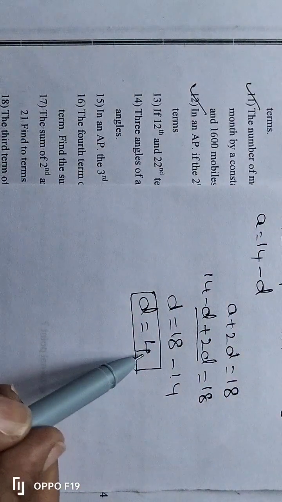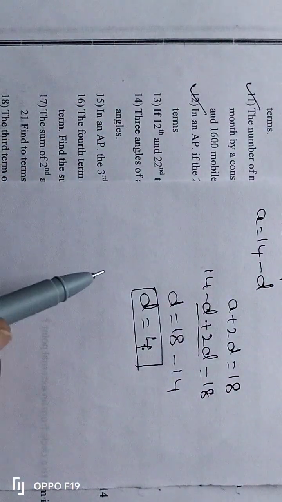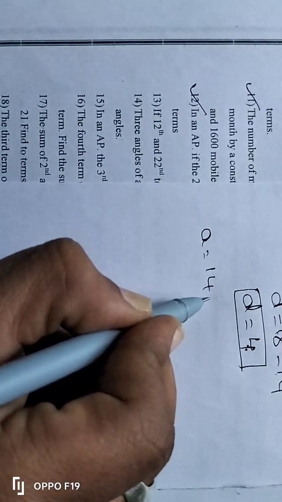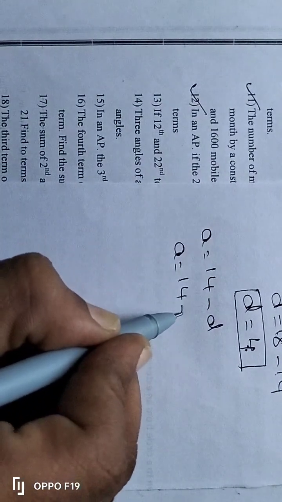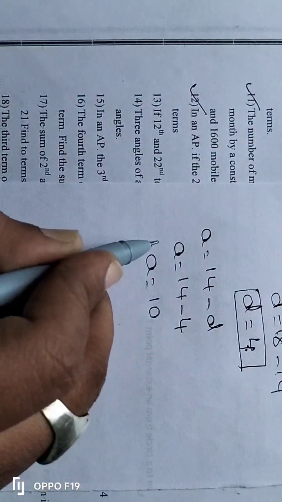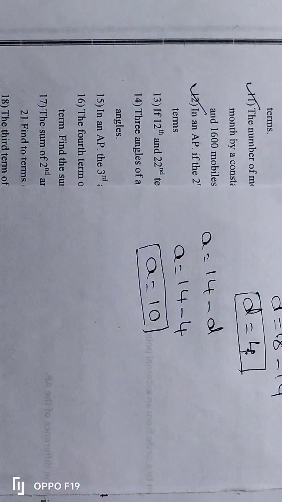After getting the value of D, substitute this D value in this equation. What is given? A is equal to 14 minus D. A is equal to 14 minus what is D? It is 4. Therefore A is equal to 14 minus 4, which is 10. So we got the value of A as 10.